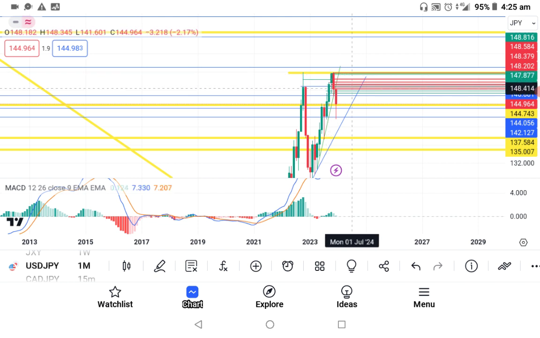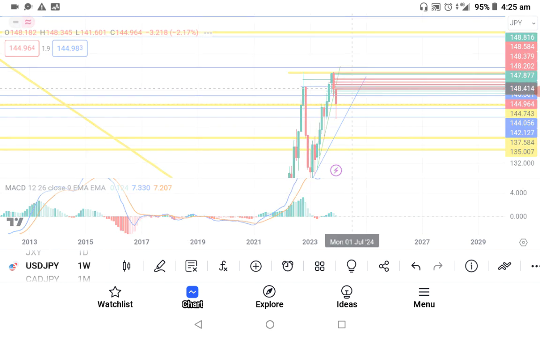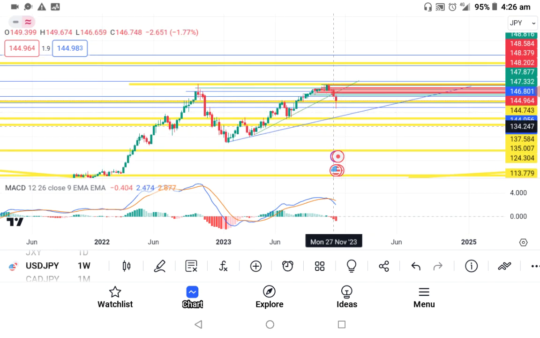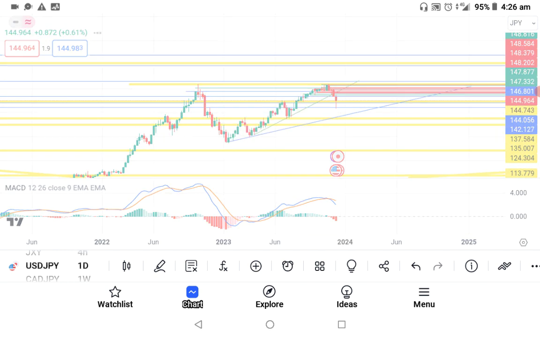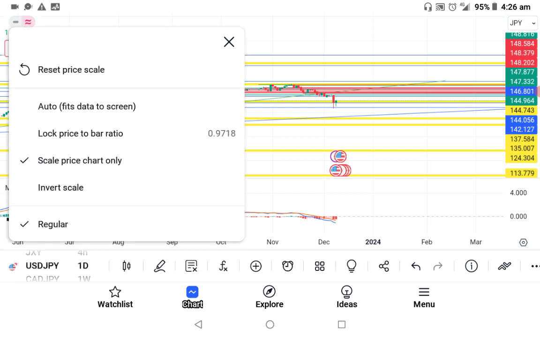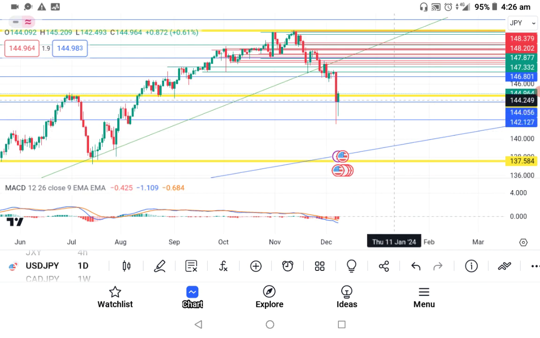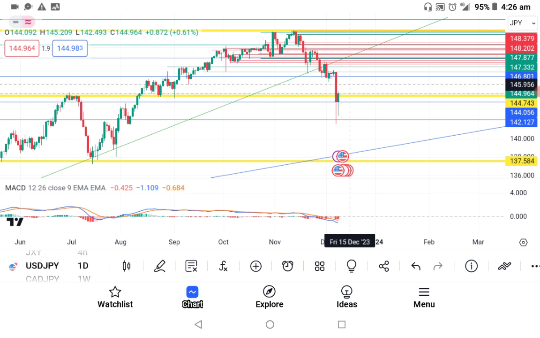But for us to find more details, we need to go to a lower time frame, which is the weekly. On the weekly time frame, it hasn't gone below this blue line here for the weekly. So there's still hope. But for this week, we're still avoiding this trade. It's reversing down, so USD Japanese yen, avoiding it.